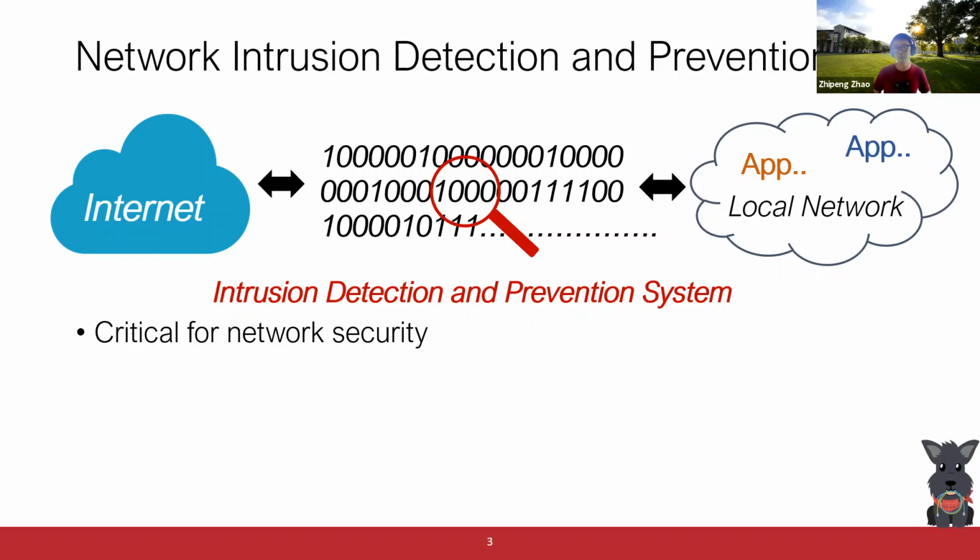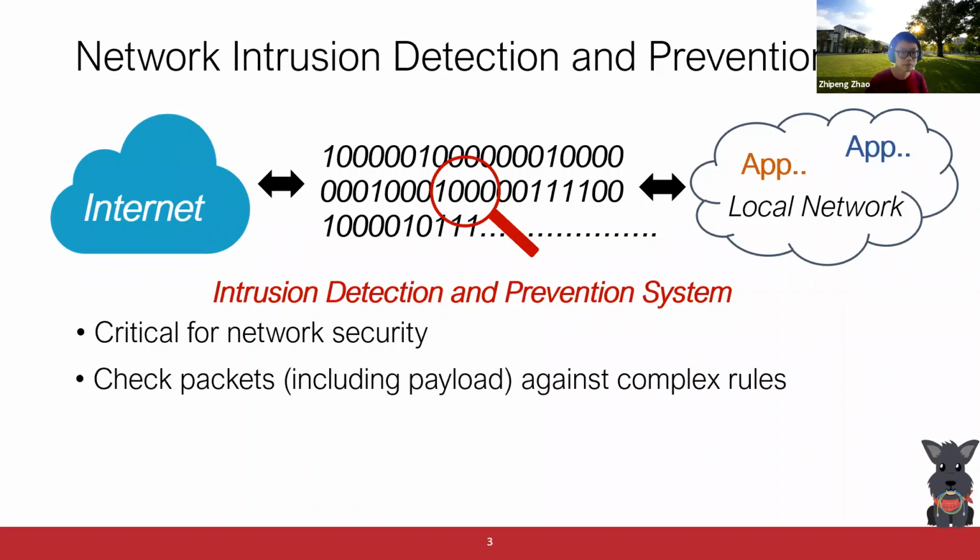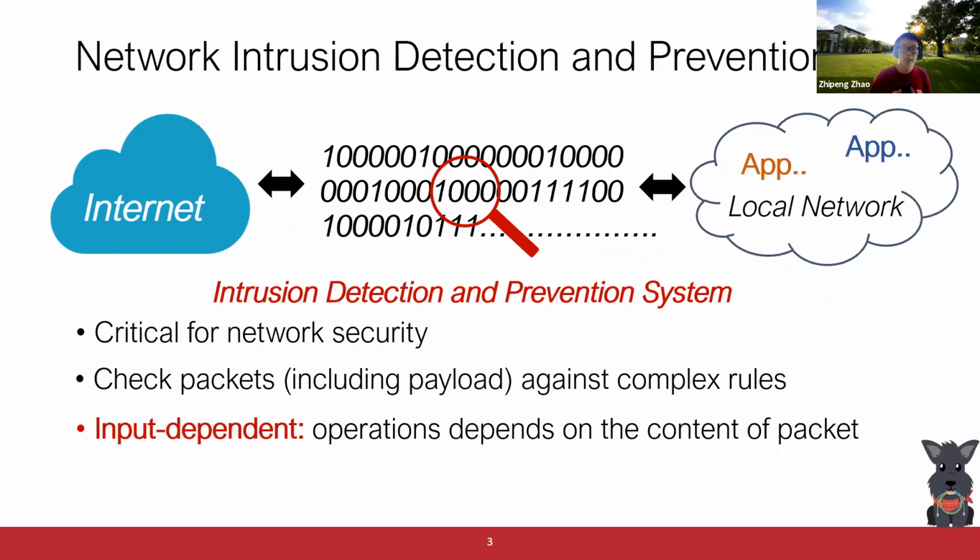And as a real story, a few weeks ago, my own machine got infected by malware, and the FAMU intrusion detection system quickly identified my IP and blocked my access to the FAMU network. So this is a real problem, and it is critical to deploy such applications. So how does intrusion detection work? It checks the network packets, including the packet payload, against a large number of complex rules. And at the same time, it is also by nature input dependent.